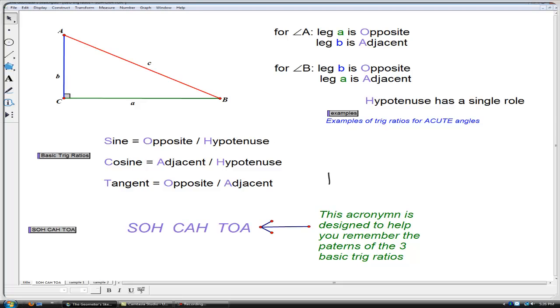And now let's find tangent of A, again lowercase t. Okay, back to angle A. Tangent is opposite over adjacent. So tangent A is side A over side B. Opposite leg over the adjacent leg.